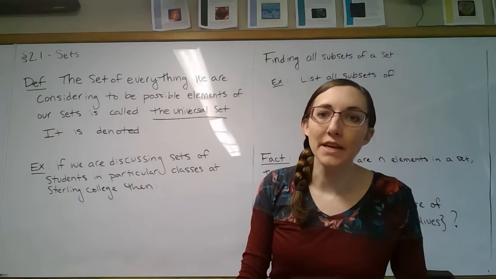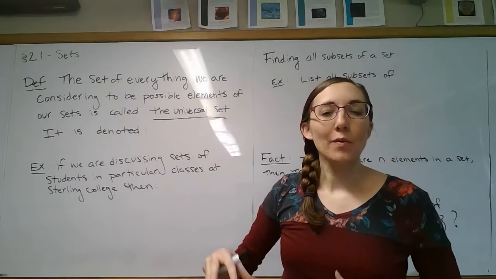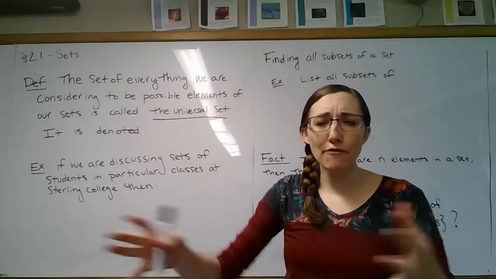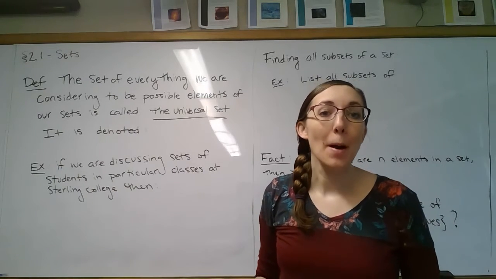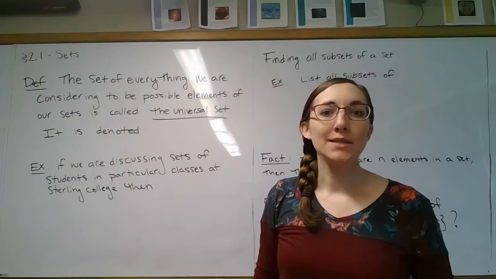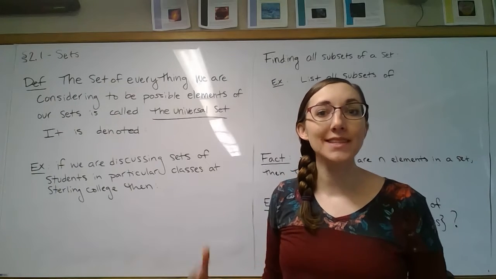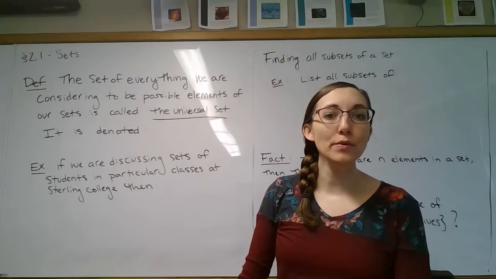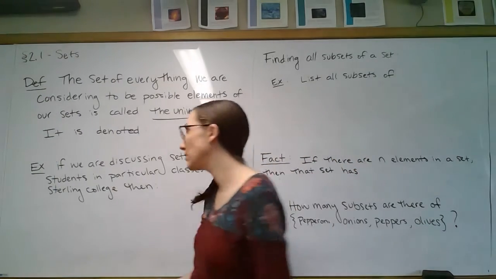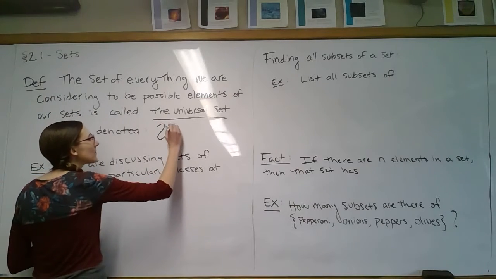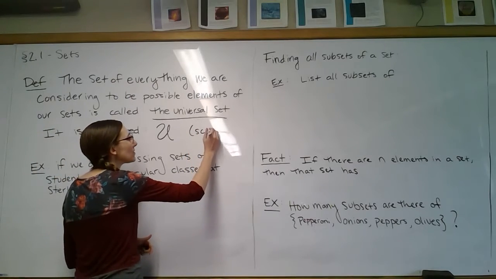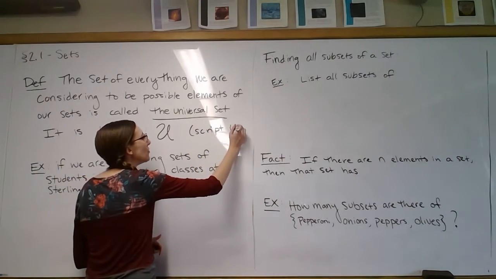First thing we're going to look at in this video is this concept of, well, if I'm in a particular situation, what is the set that contains everything that I'm considering to be possible elements? That set of everything we're considering to be possible elements of our sets is called the universal set. So what is your universe, if you will? It's denoted with a big capital script U. So this is a script U.